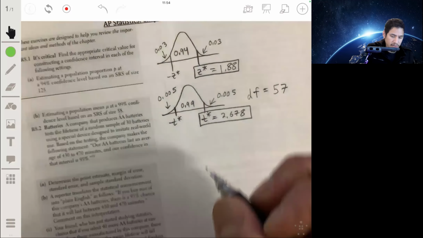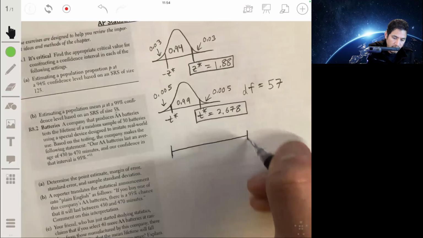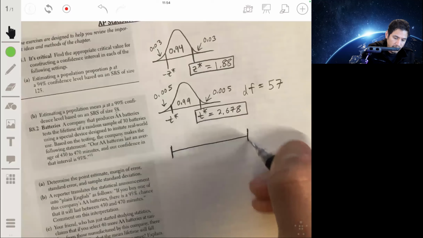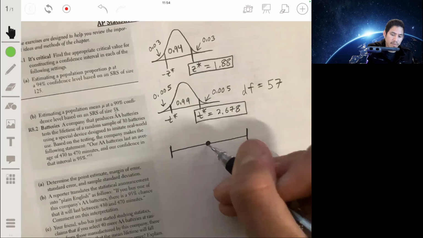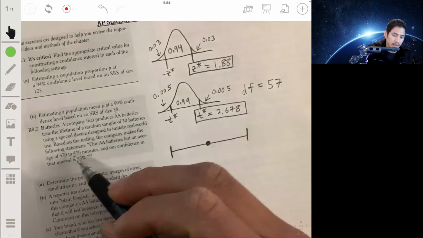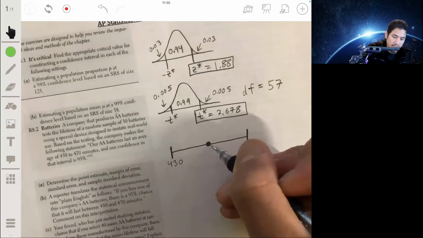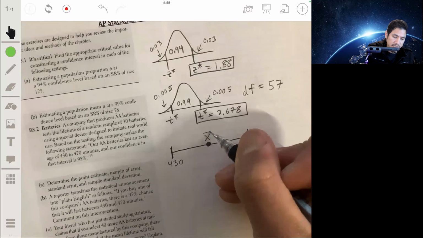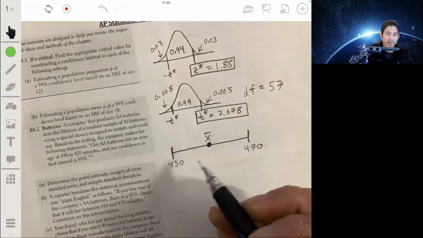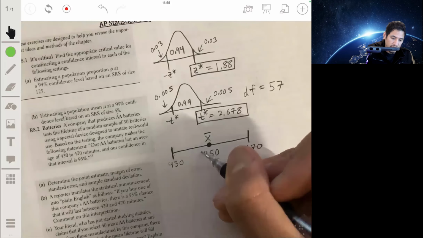So let's just break this down. Let's show the visual of what the confidence interval is constructed from. We start with our point estimate in the middle of our confidence interval, and the endpoints are the lower and upper values. So that's 430 and 470. Since we're talking about means, our point estimate is going to be a sample mean. In the middle of 430 and 470 is 450. So our point estimate is 450.